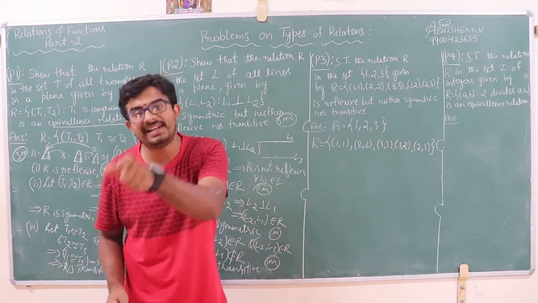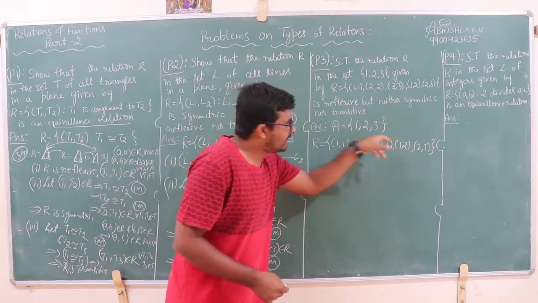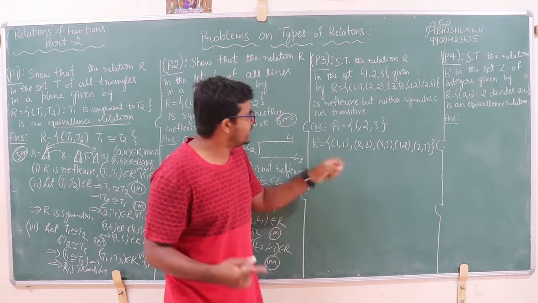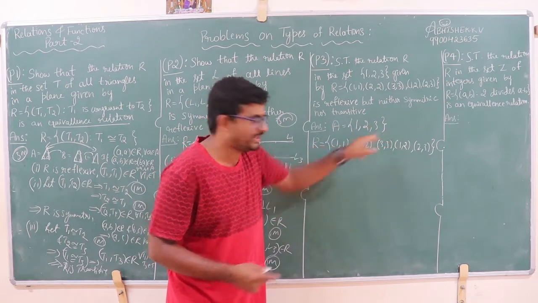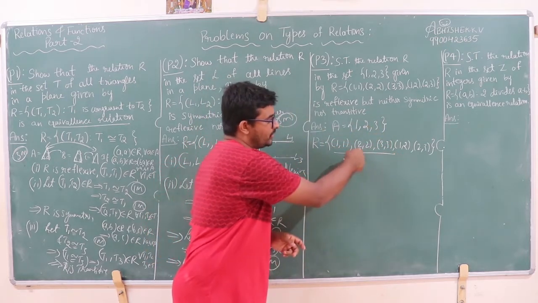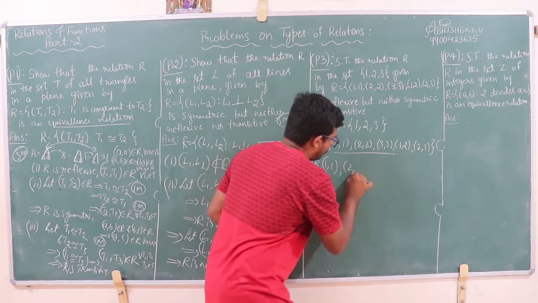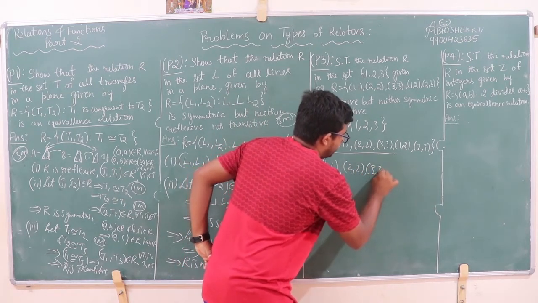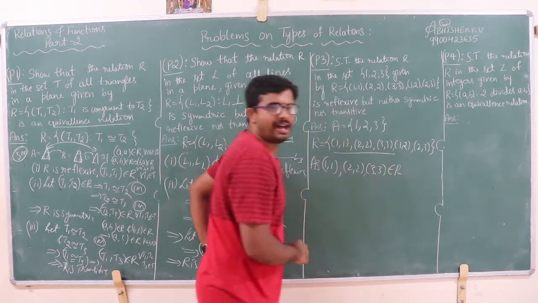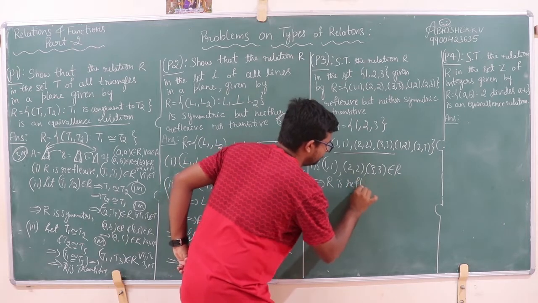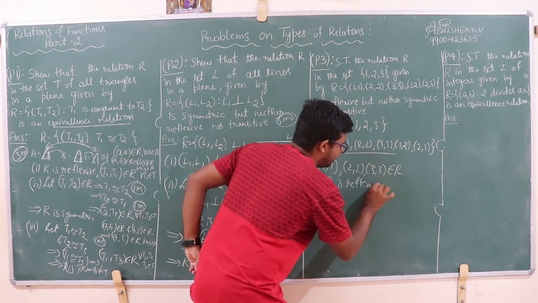That is, A should be related to A. See, we have 3 elements. To prove reflexivity we need 1,1, 2,2, 3,3. Observe here, 1,1, 2,2, 3,3 belong to the relation R. This implies R is reflexive.